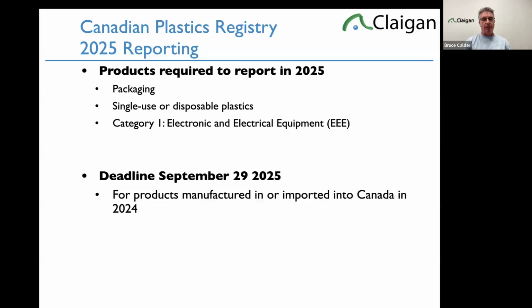And electronic equipment is in scope. So I'm going to talk about exactly what's in scope. And the deadline is September 29th, 2025 for products manufactured in, but for most of you, it's for imported into Canada. Again, people remind me, you can ask questions as you go. I'm going to get to them all at the end as best I can. There'll be some hand-waving.